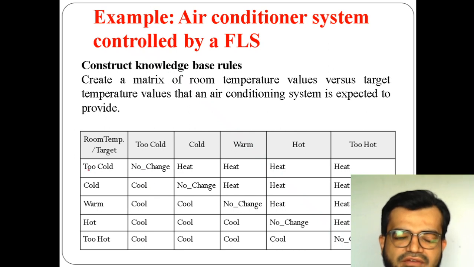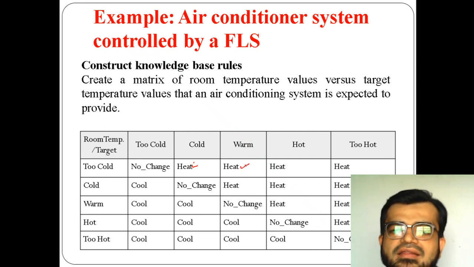For example, if the room temperature is too cold and the target is also too cold, then there is no need to change, so no change will happen. If the room temperature is too cold and the target is cold, that means you need to increase the temperature, so we perform the action heat. And if the room temperature is too cold and the target is warm, again you need to heat, meaning you need to increase the temperature.